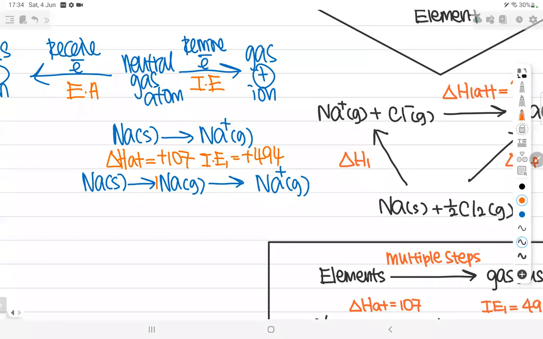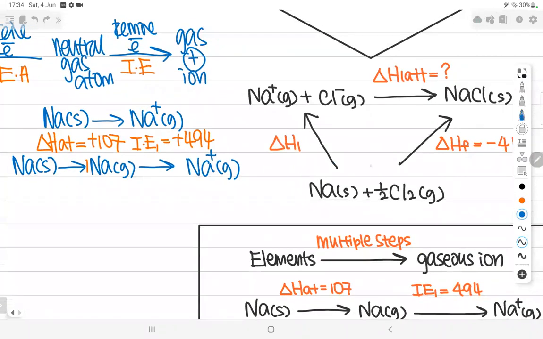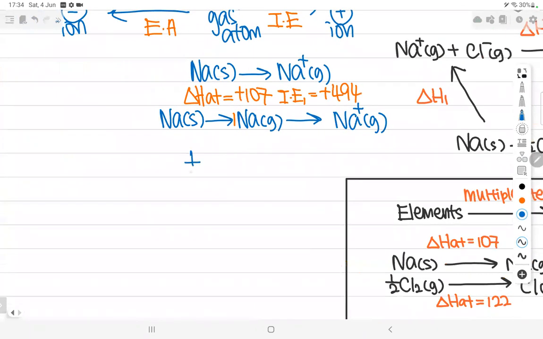Okay, so we're done already with the sodium, but we're not done with the entire thing because I've only done the sodium. I haven't done the chlorine. So now copy. I want the half Cl2 to become Cl minus gas in the end. So let's do it. Chlorine is a gas molecule. I want to make it become a chloride gas ion. So this is what I want to do.